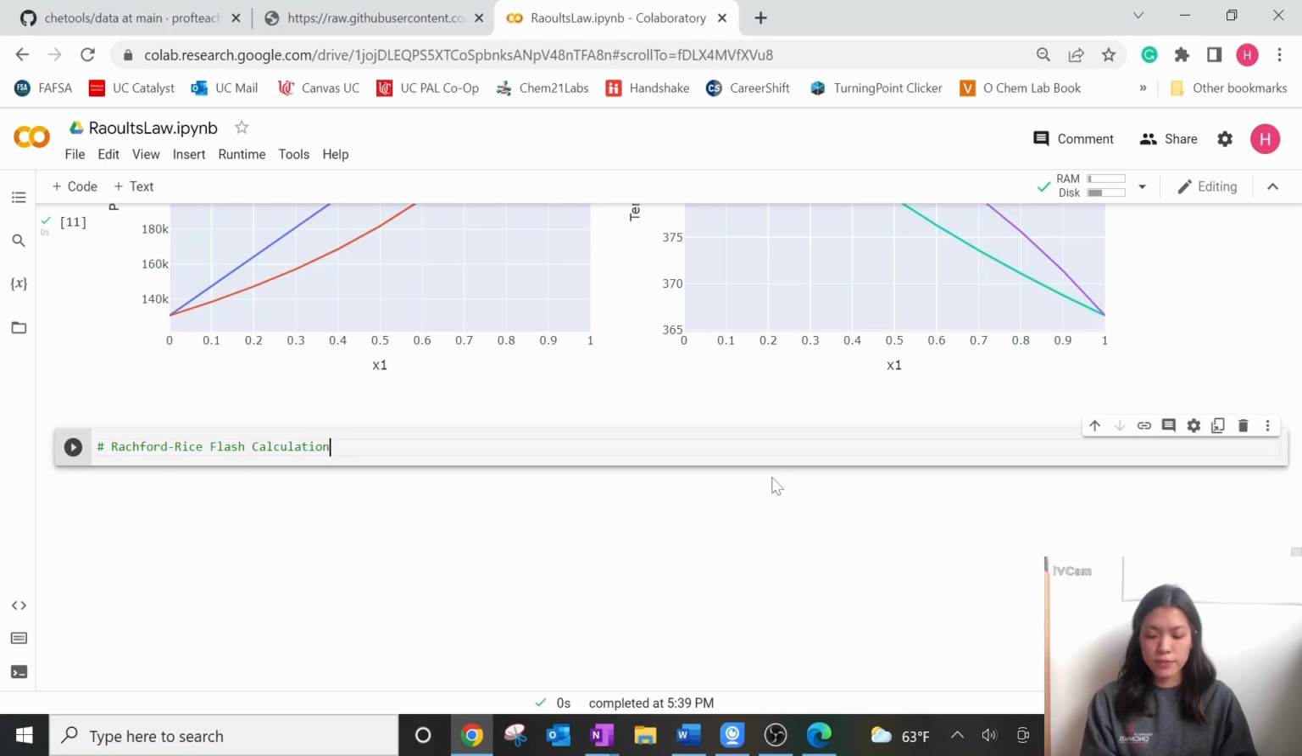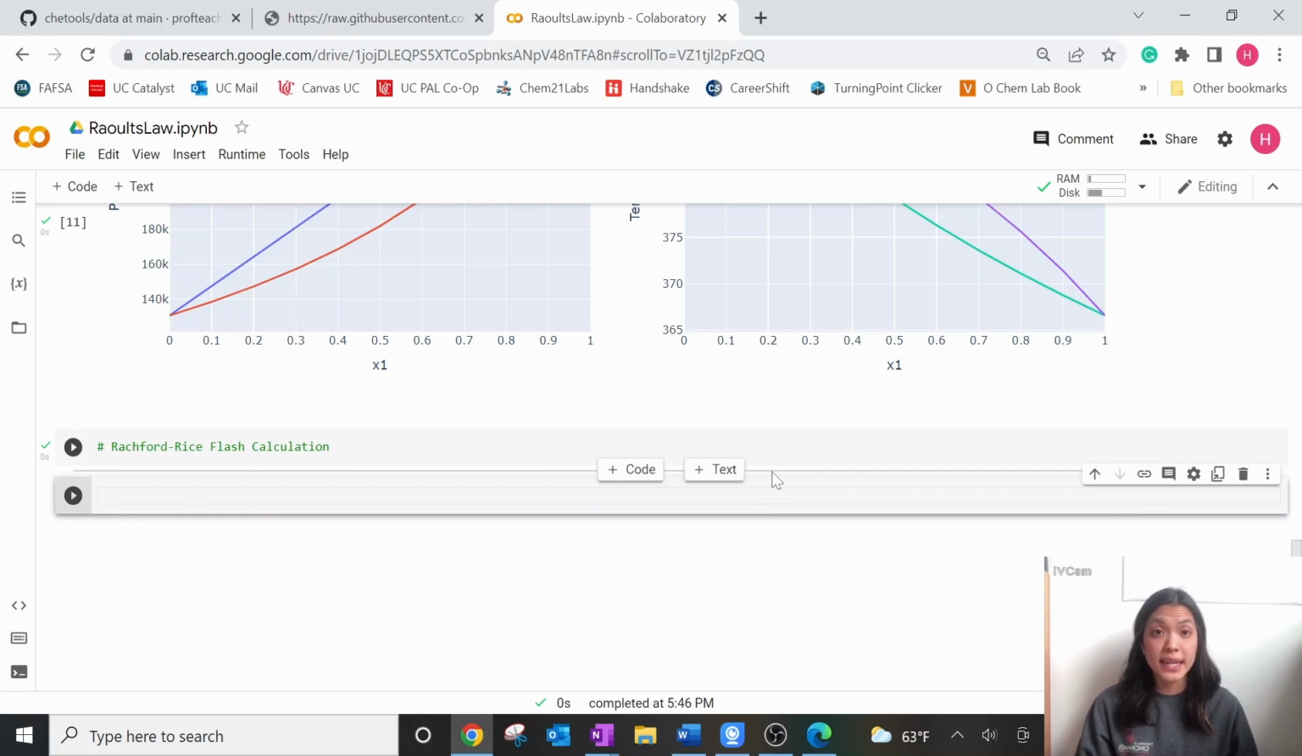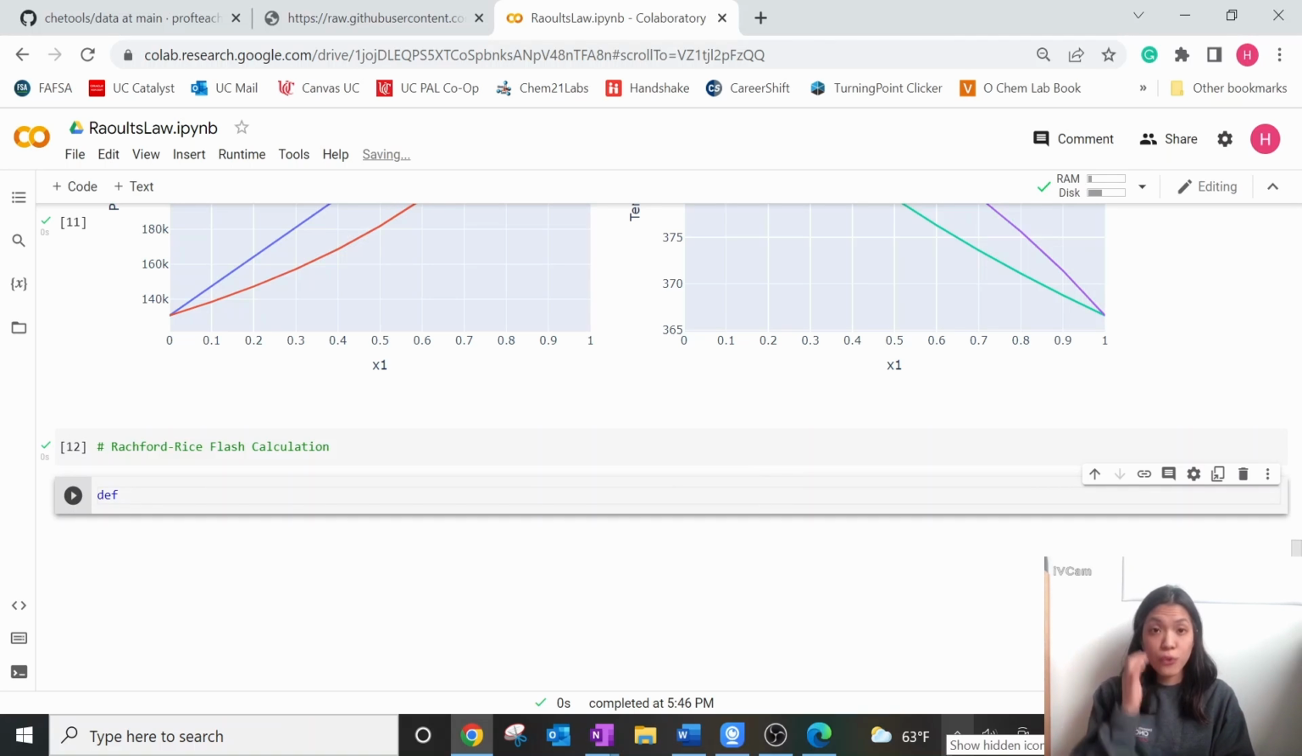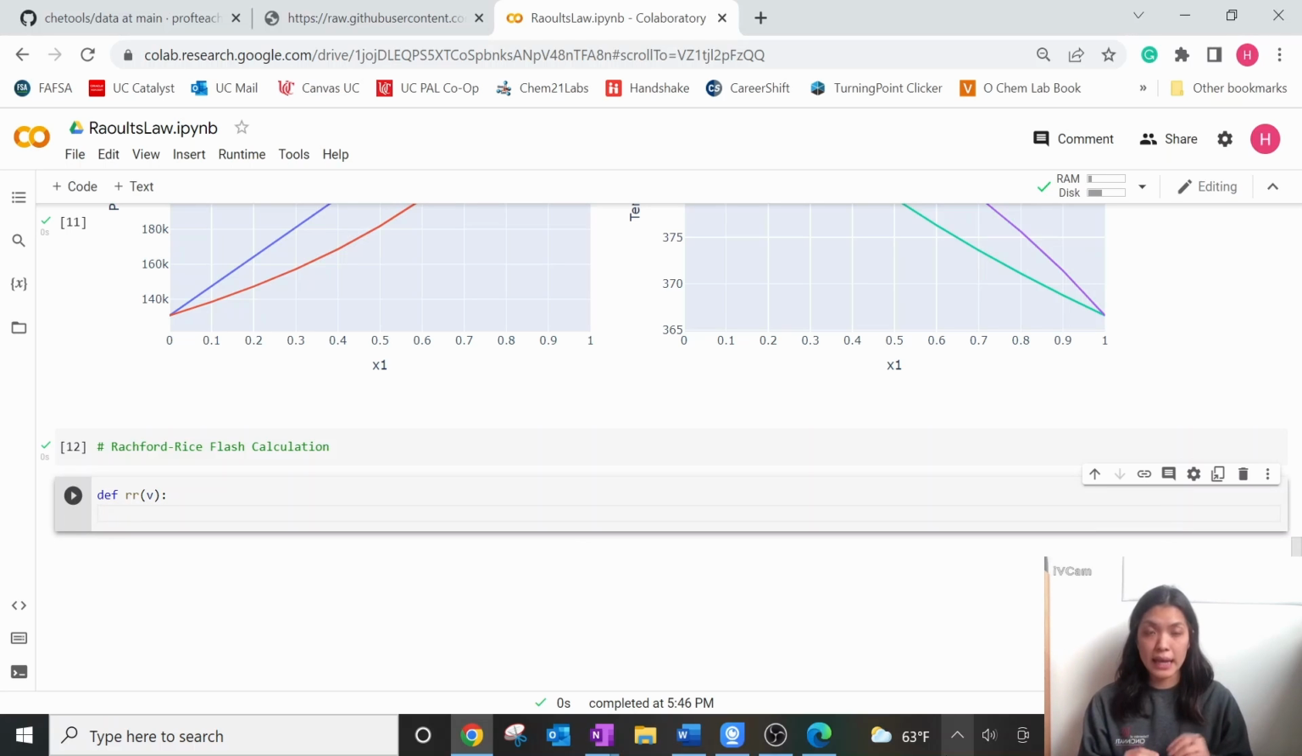And so the first thing that we will need is an equation for the root solver to solve. So we need to define a function for this equation. We will just call it RR for Rachford-Rice. And there is going to be a vector. So the way the root solver works and how this equation needs to be set up is there's going to be a vector. And so we need to unpack that vector.